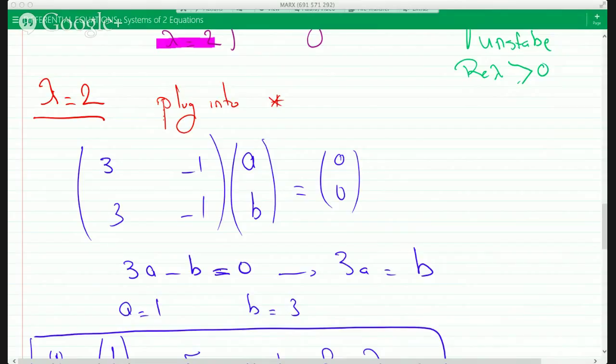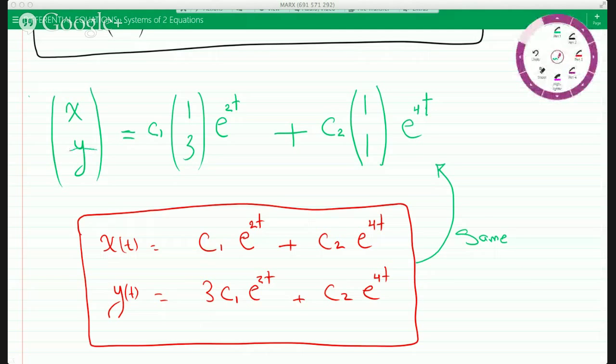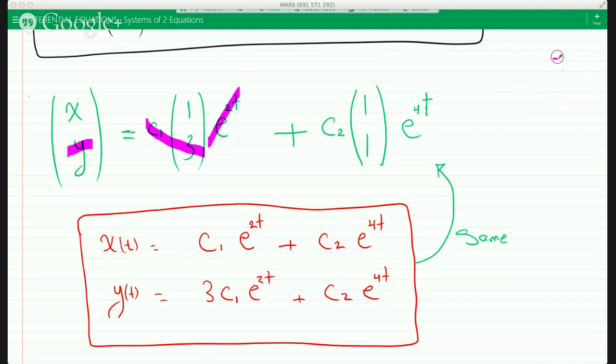You can equally write this as 2 separate equations. One is x equals c1 times 1 times e to the 2t plus c2 times 1 times e to the 4t. It's just matrix multiplication. Then you do the same exact thing with y: y equals c1 times 3 times e to the 2t plus c2 times 1 times e to the 4t. This system of equations is the solution for your two differential equation system.